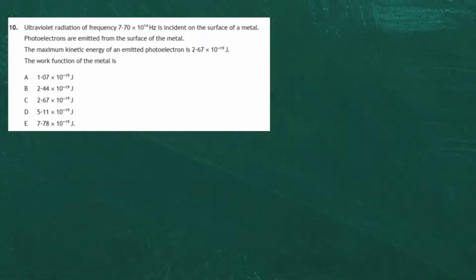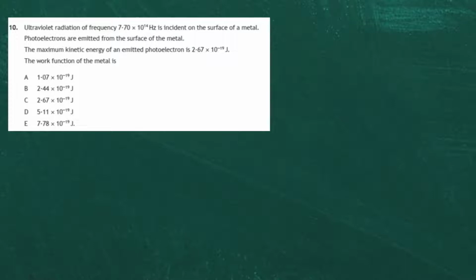Question 10 from section 1 of the 2017 Higher Physics examination. Ultraviolet radiation of frequency 7.70 times 10 to the power 14 Hz is incident on the surface of a metal. Photoelectrons are emitted from the surface of the metal. The maximum kinetic energy of an emitted photoelectron is 2.67 times 10 to minus 19 joules. And we're asked to find the work function of the metal, and we're given those 5 choices.